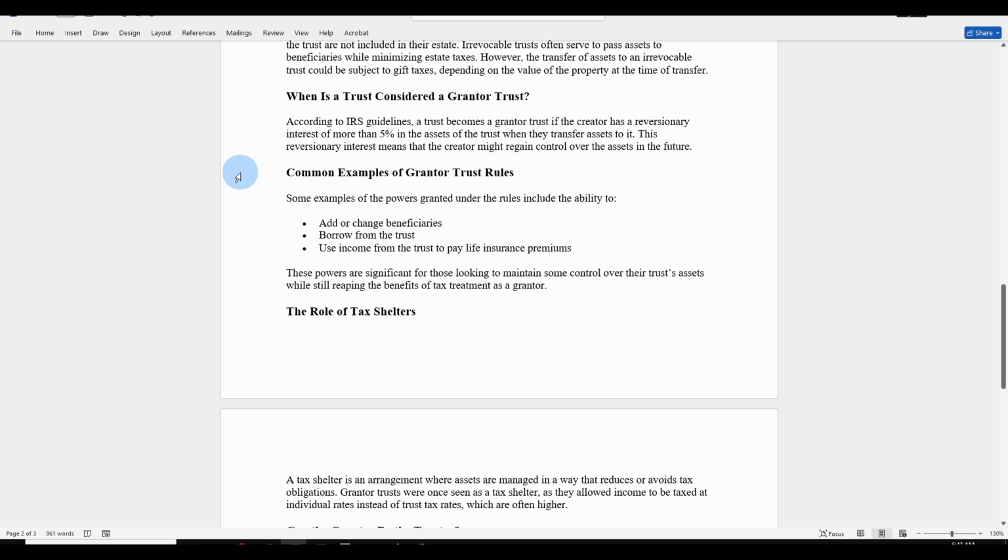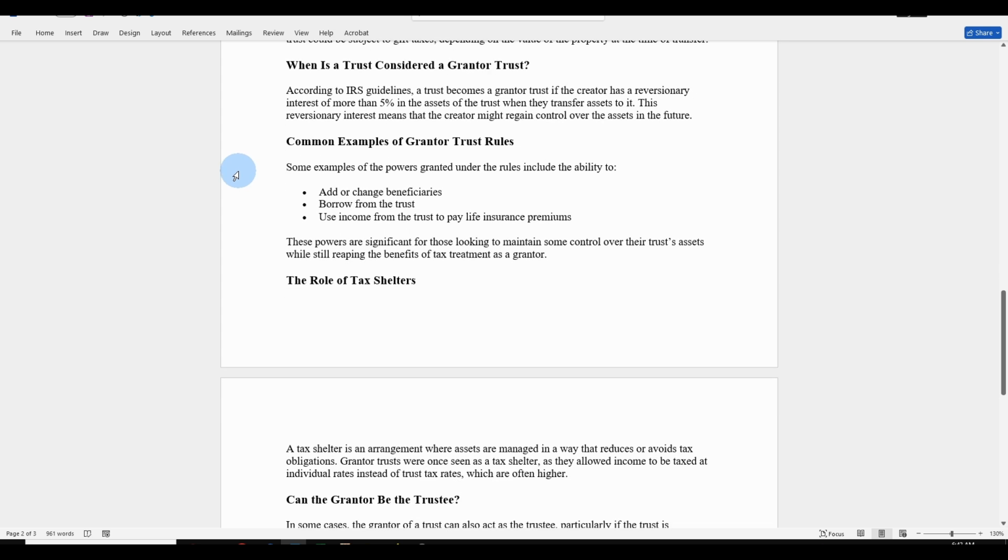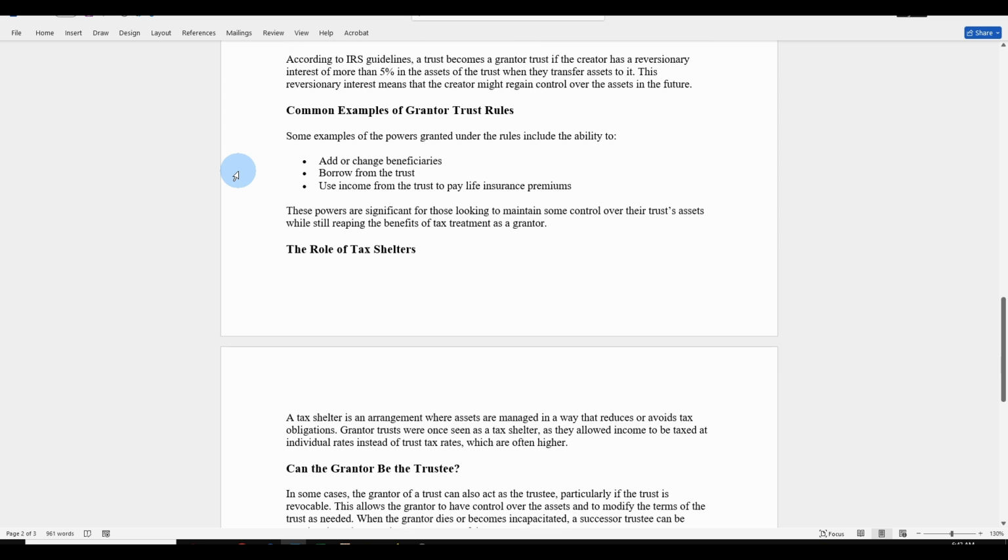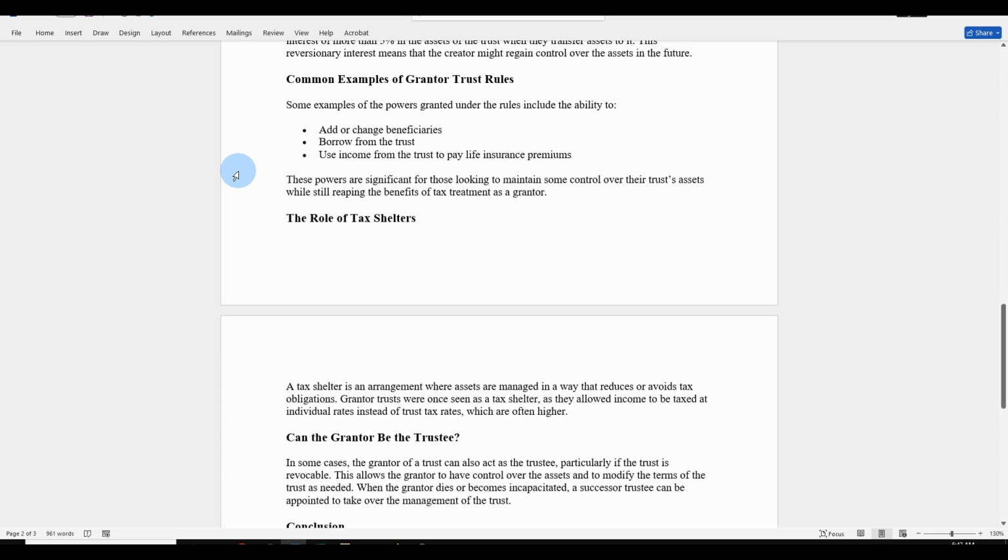Common examples of grantor trust rules. Some examples of the powers granted under the rules include the ability to add or change beneficiaries, borrow from the trust, and use income from the trust to pay life insurance premiums. These powers are significant for those looking to maintain some control over their trust assets while still reaping the benefits of tax treatment as a grantor.